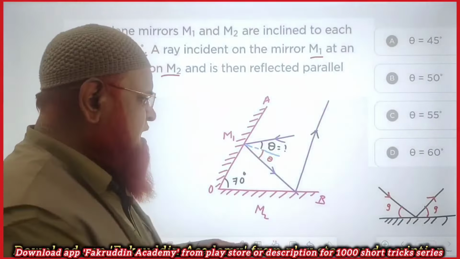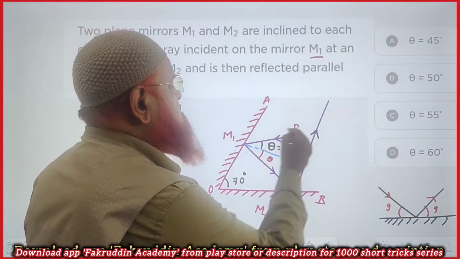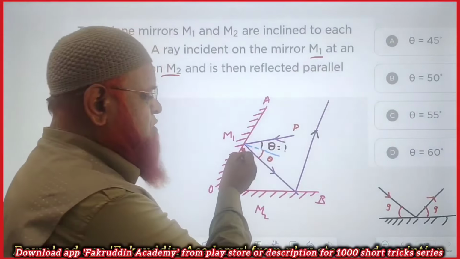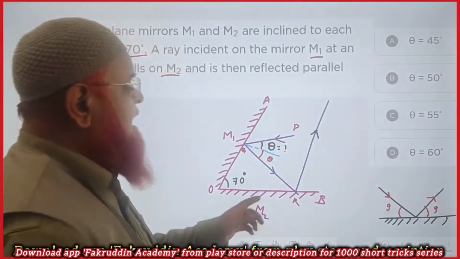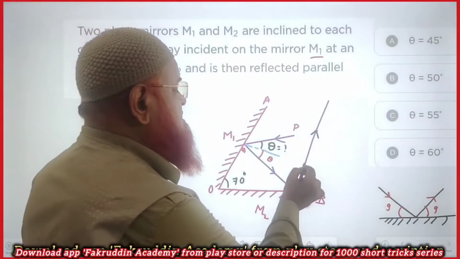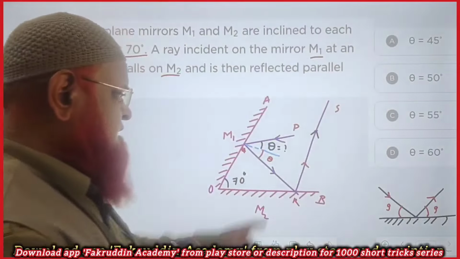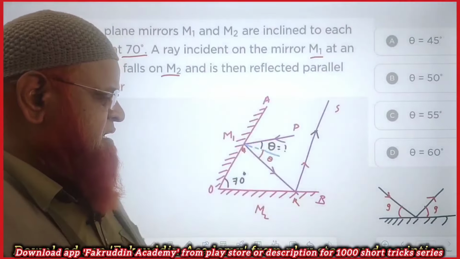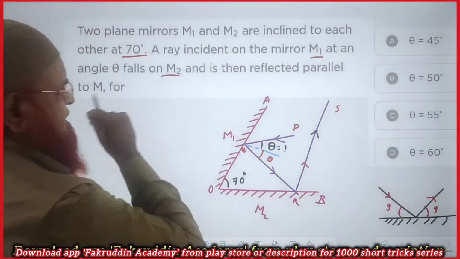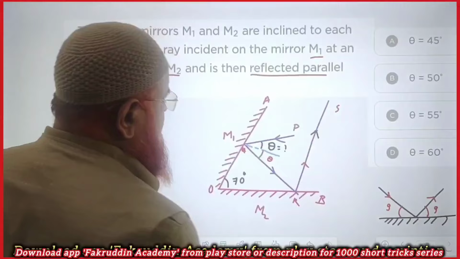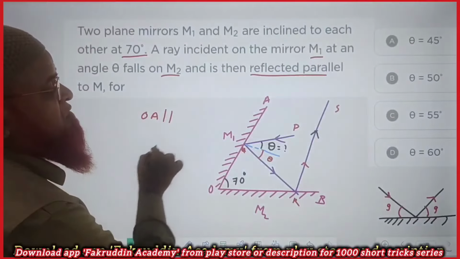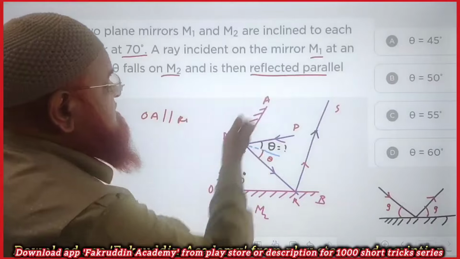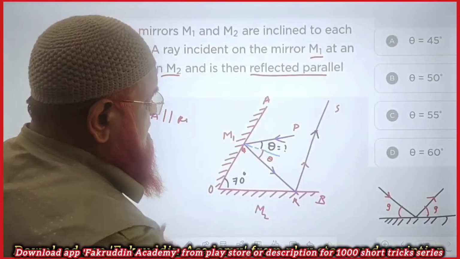Just see. A light ray starts from here. It is P, strikes here and then reflects. This is R. Again it is reflected back in this case. So this is taken as S. P, Q, R, S. But what condition is given here? The condition is OA is parallel to RS. That means these two light rays are parallel.